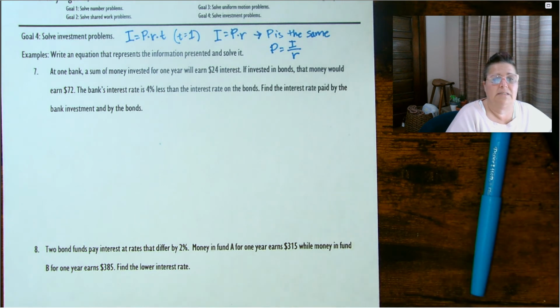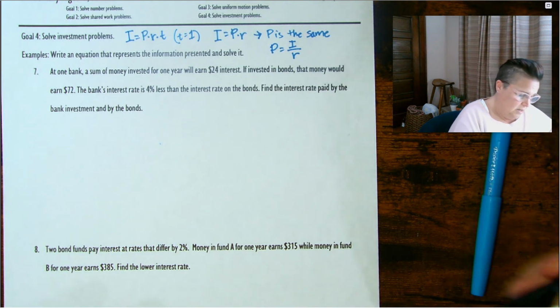At one bank, the sum of money invested for 1 year will earn $24 interest. If that same amount of money is invested in bonds, the money earns $72 interest. The bank interest rate is 4% less than the interest rate of the bonds. We're going to find the interest paid by the bank investment and by the bonds.